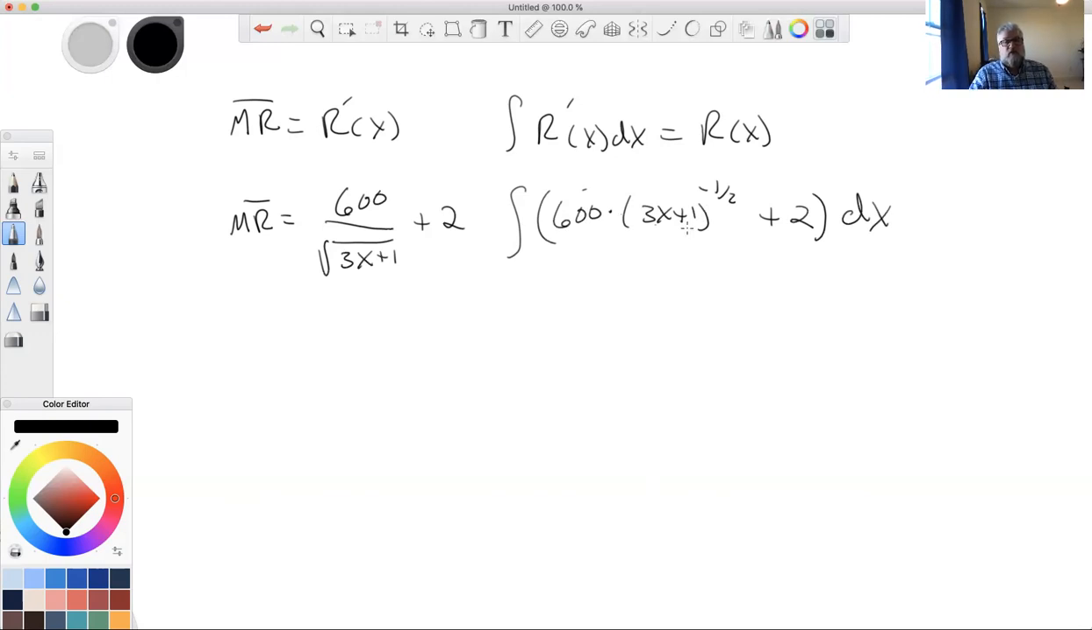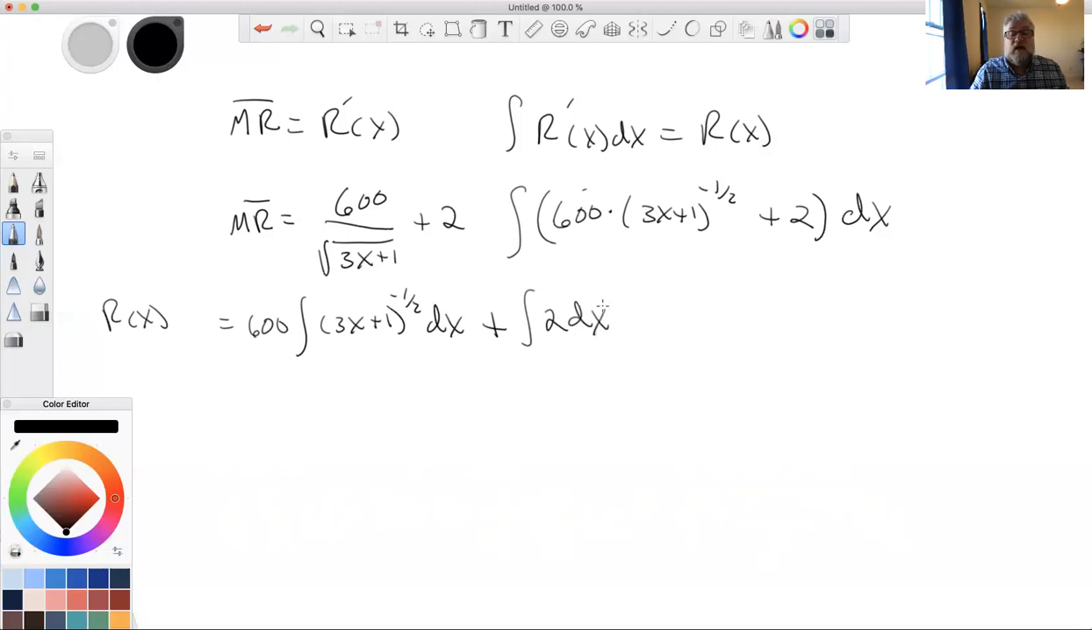Well, I see here's a function to an exponent, but here it's just a 2. So I think it's probably best that we break this up. So our revenue function is going to be the integral of, and I'll pull the 600 out front as well. I like having the coefficients out in front there. So (3x plus 1) to the negative 1/2 dx plus the integral of 2 dx.